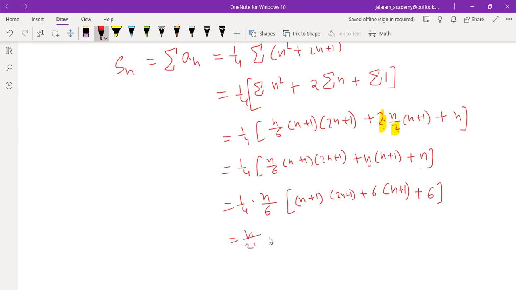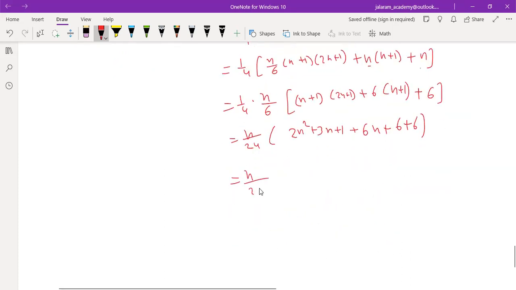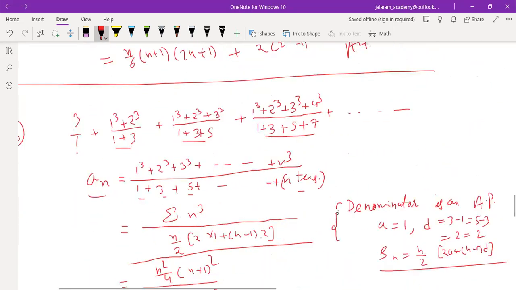So n by 24 into, expand this bracket. n plus 1 into 2n plus 1 is 2n square plus 2n plus n, 3n plus 1, plus 6n plus 6 plus 6, which is equal to then n by 24 into 2n square plus 9n plus 13. Now, I don't think that we can factorize it. So this is the answer: n by 24 into 2n square plus 9n plus 13, which is the sum of this series.